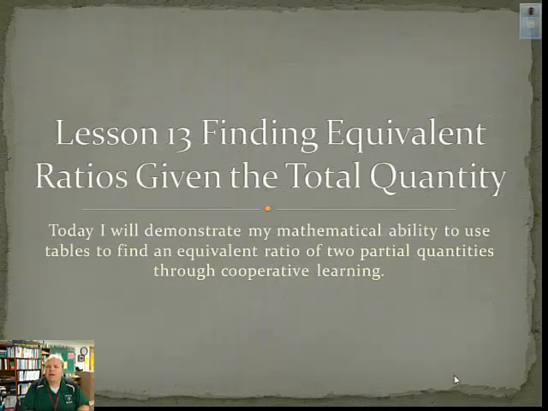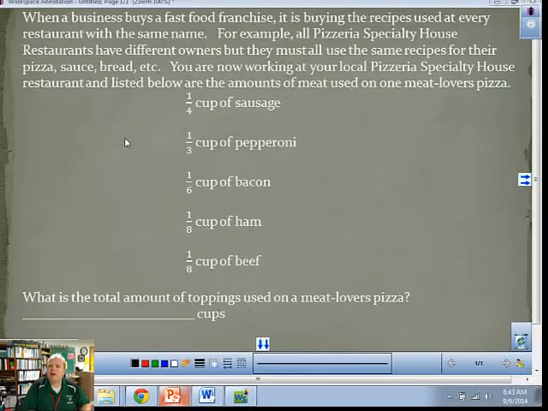Today we're going to be talking about finding equivalent ratios given the total quantity. The objective today: I will demonstrate my mathematical ability to use tables to find the equivalent ratio of two partial quantities through cooperative learning. Okay, the first problem of the day.